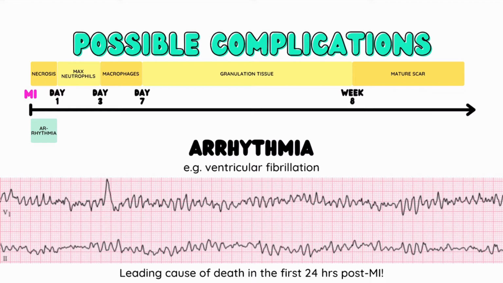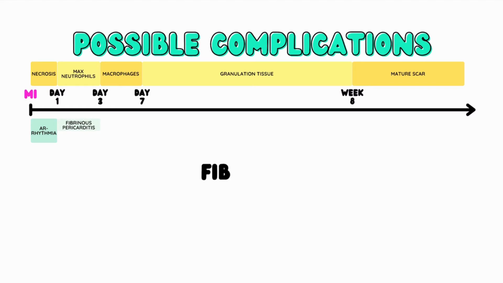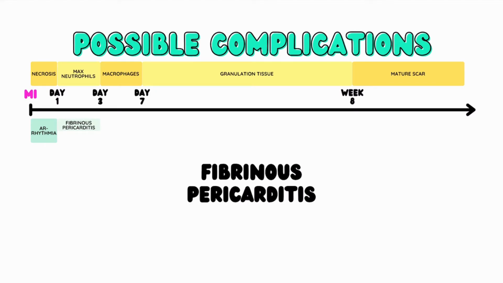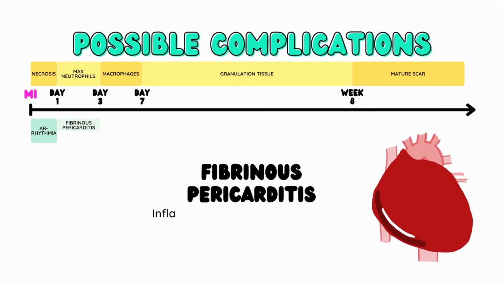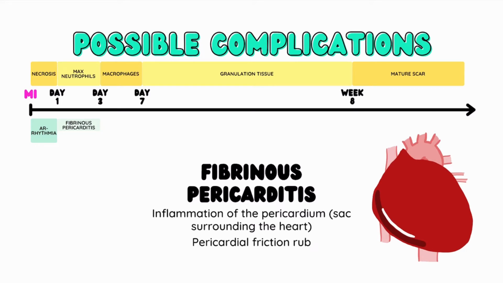Between days 1 and 3 post-MI, the possible complication is a post-infarction fibrinous pericarditis. This is inflammation of the pericardium, which is the sac surrounding the heart. On physical exam, we would hear a pericardial friction rub.